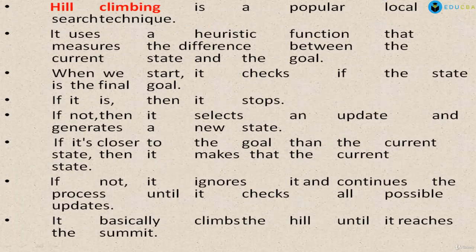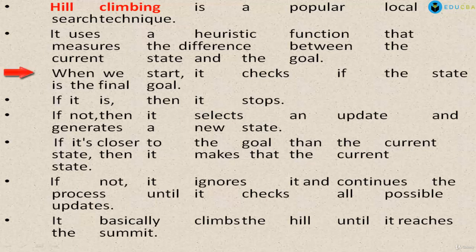So let's take an example, hill climbing. Now this is a popular local search technique. It uses a heuristic function that measures the difference between the current state and the goal. So basically in that algorithm we are using a heuristic function, and we are defining that function which is actually measuring the difference between the current state and the goal.